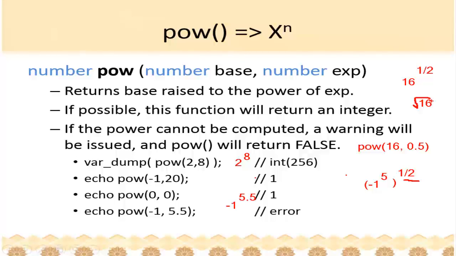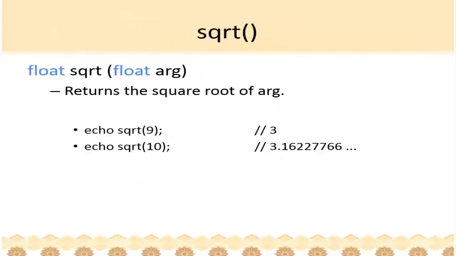So how do you find the cube root of it? 1 by 3, 1 by 4 for the fourth root, and so on. If instead of this it was 0.4, what is the meaning of this? That's 1 by 4 of it, and so on. You don't have to find the square root using the power function, because an efficient function is already available, and that is the square root function.